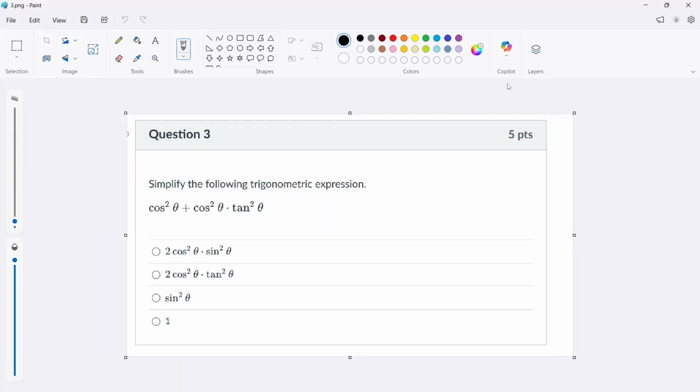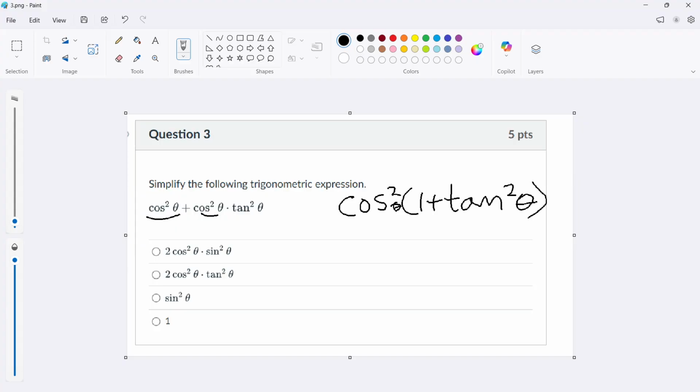Simplify the following trigonometric expression. Well, I notice there's a cosine squared in both terms, so I will factor that out. Cosine squared times 1 plus tangent squared theta. I guess I should put the theta.